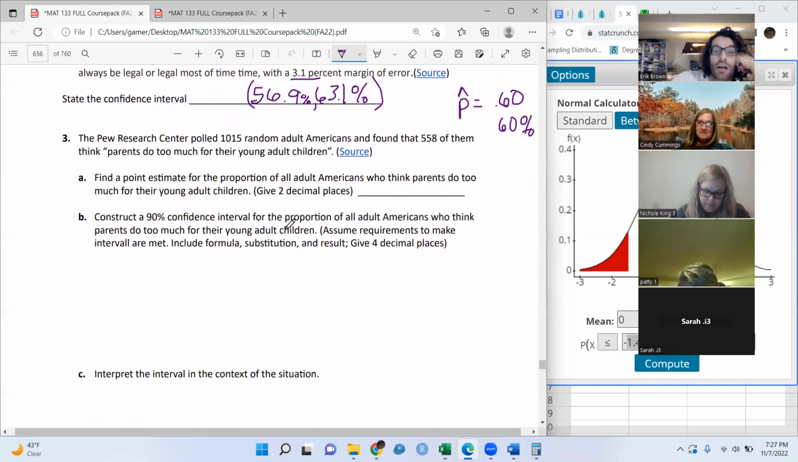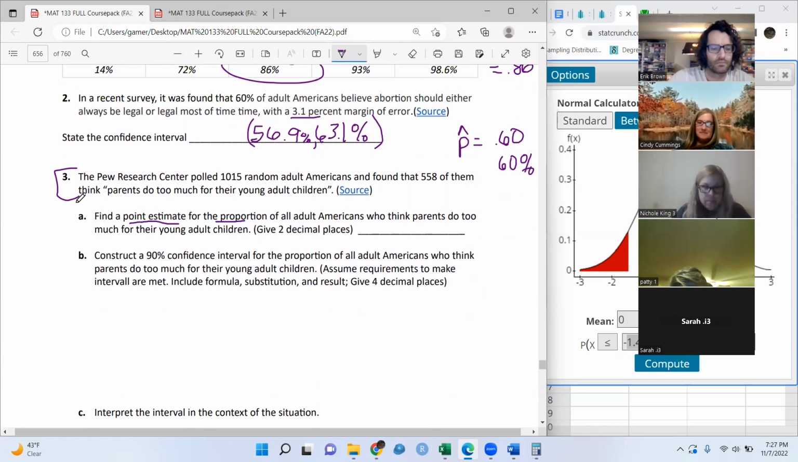So now we're going to do a confidence interval in StatCrunch. But first, let me pause myself for 2 minutes and you all find the point estimate for the proportion stated in question 3. Set a timer for 2 minutes.